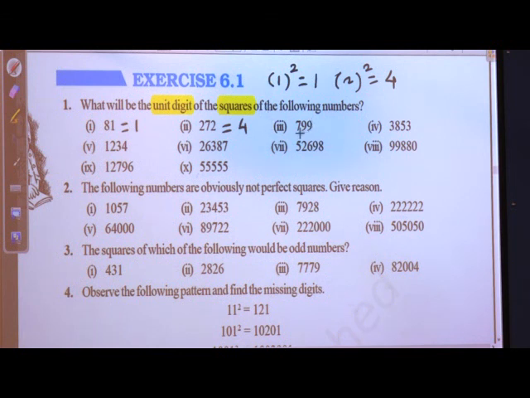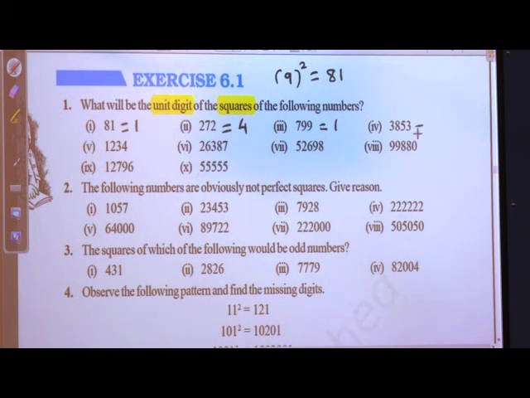Now come to 799. What do we have to take? We have to take 9 squared. What is 9 squared? 81. What is the unit digit in this? It is 1. So here our answer is 1. I hope you are understanding.